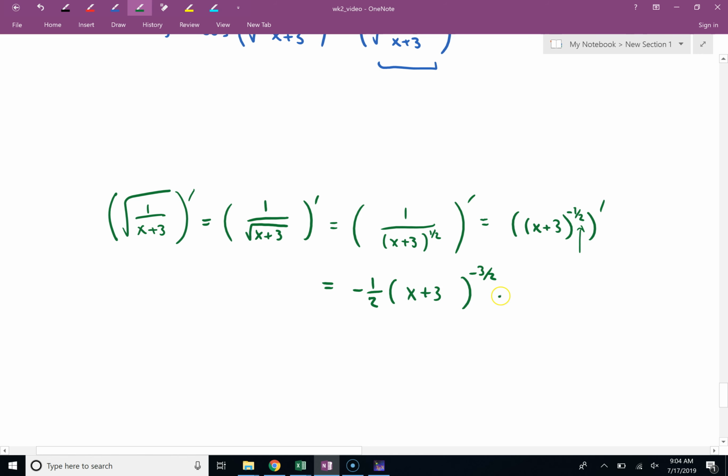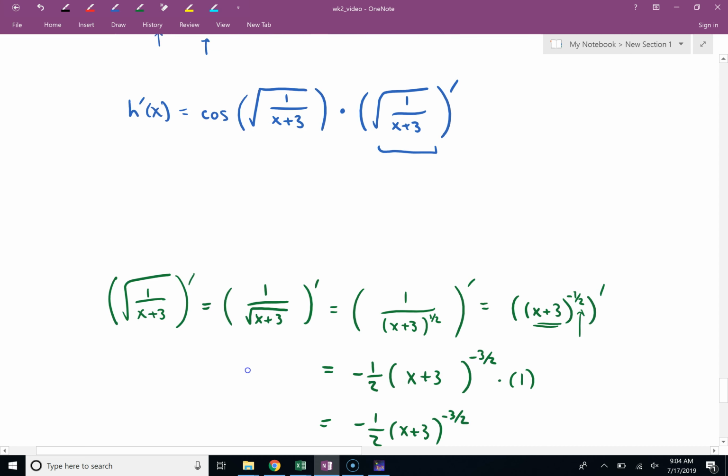Then we multiply by the derivative of the inside. The inside was this x plus 3. That's just going to be 1. So you can see we actually have another smaller chain rule problem inside of our chain rule problem. So this simplifies down all the way to negative 1/2 times x plus 3 raised to the negative 3/2, because multiplying by 1 doesn't really change the result at all.